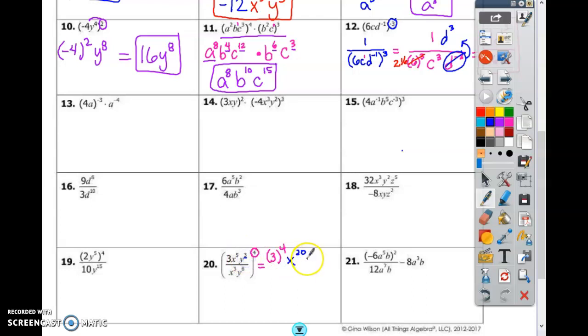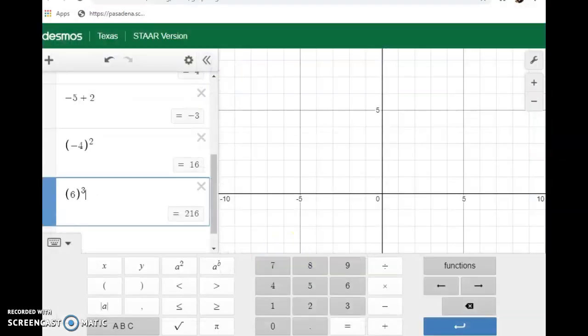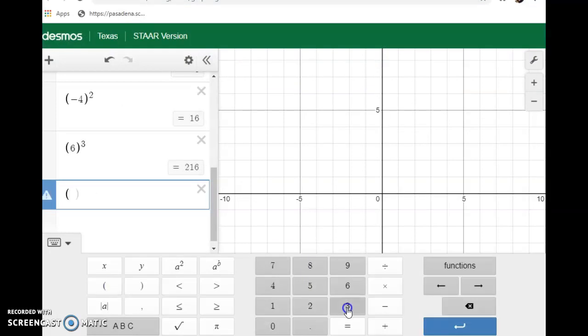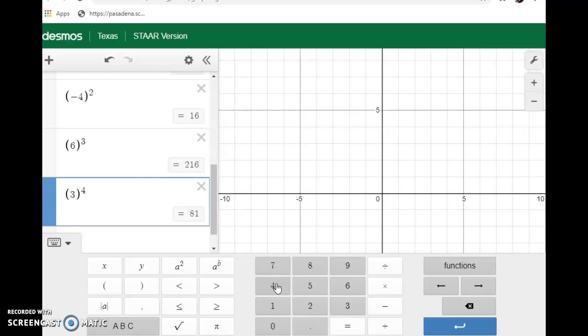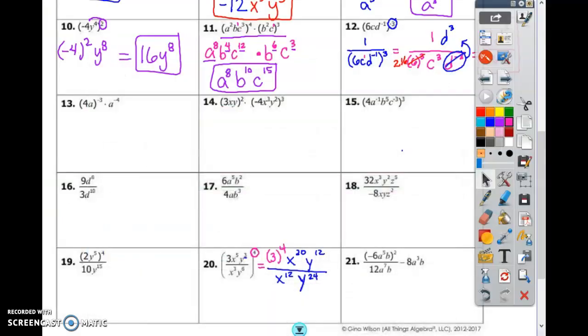3 times 4 is 12, so that's y to the 12th power on top. On bottom, 4 times 3 is 12, so x to the 12th power on bottom. And 6 times 4 is 24, y to the 24th power on bottom. Okay? So let's put that in the calculator, 3 to the 4th power, see what it gives you. To the power of 4, that's 81. So we're going to put 81 on top.